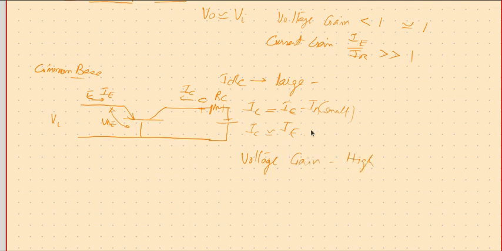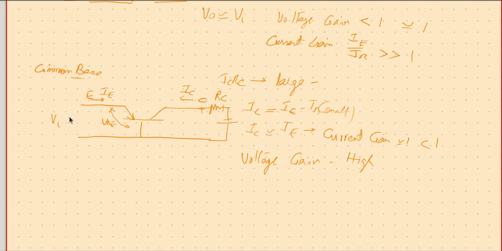current gain almost equal to 1, but definitely less than 1 because collector current is a little bit smaller than emitter current. So it is less than 1 but almost equal to 1. So this is used when you need only voltage amplification, where you don't need current to be amplified. But that's not the very common application of this.